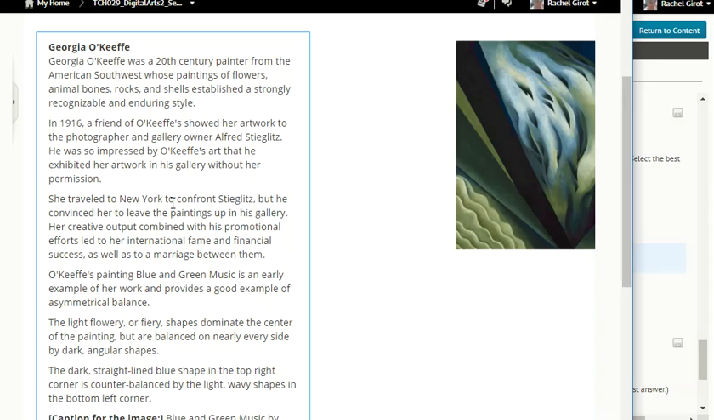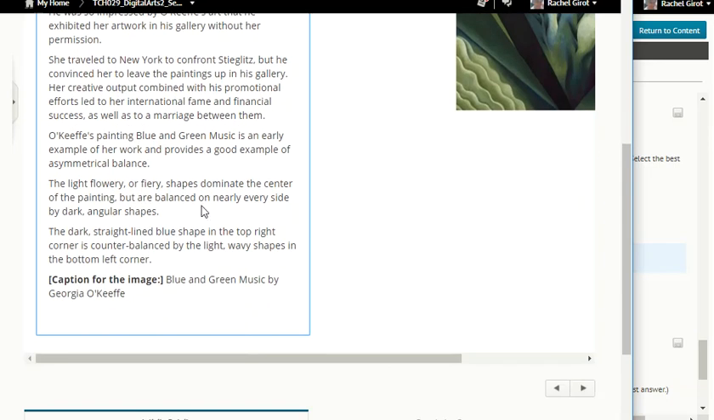In 1916, a friend of O'Keeffe's showed her artwork to the photographer and gallery owner Alfred Stieglitz. He was so impressed that he exhibited her artwork in his gallery without her permission. She traveled to New York to confront Stieglitz, but he convinced her to leave the paintings up. Her creative output combined with his promotional efforts led to her international fame and financial success, as well as to a marriage between them.